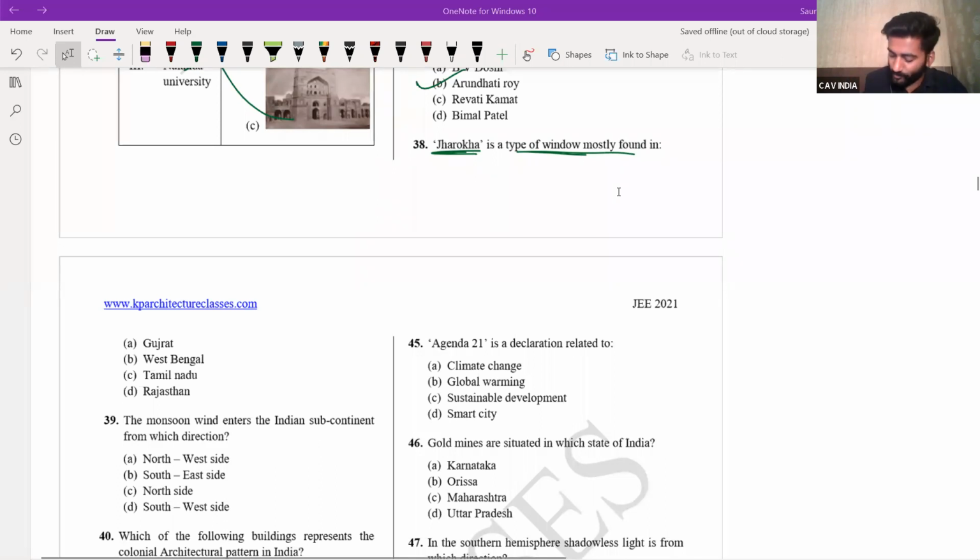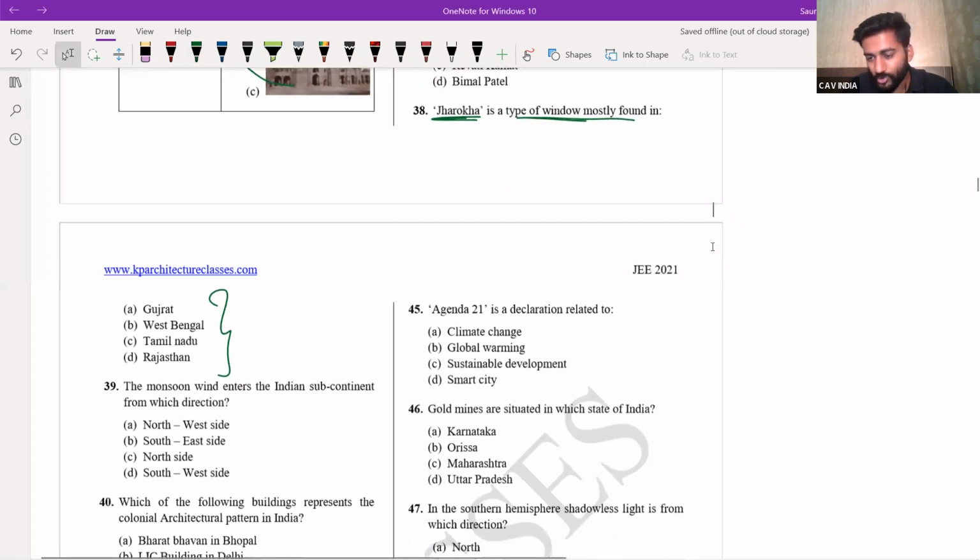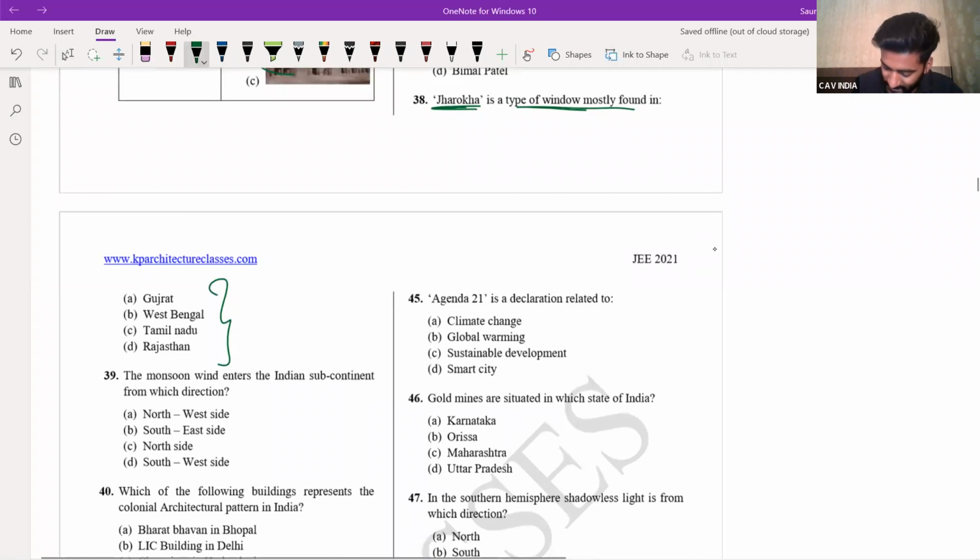You are saying fort, but actually these are the options. So they are asking about the state, and not just fort. They are there in Havelis. Okay, most of you are saying Rajasthan, and yes, Rajasthan is the right answer. It's not West Bengal or Gujarat.